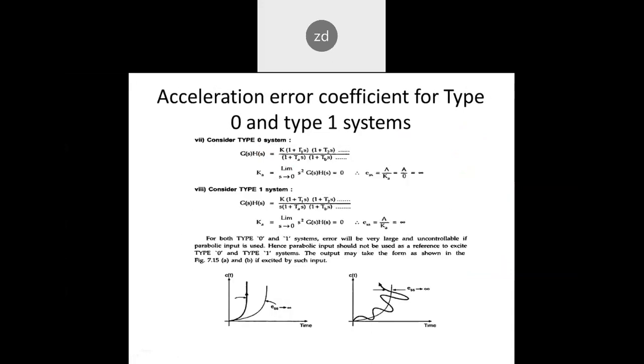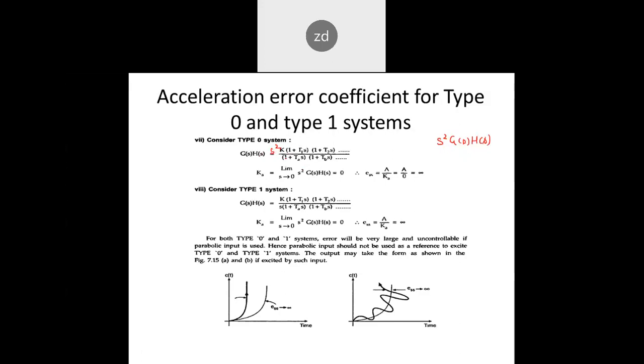Now, the same scenario with the acceleration error. If you have learned one case, another case becomes easy. The only thing for the acceleration error is that it is s square G(s)H(s). Only this you have to remember. Now for a type 0 system, directly you have to multiply, but here you have to multiply with s square.